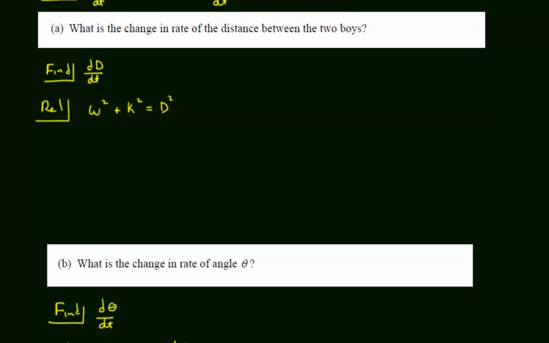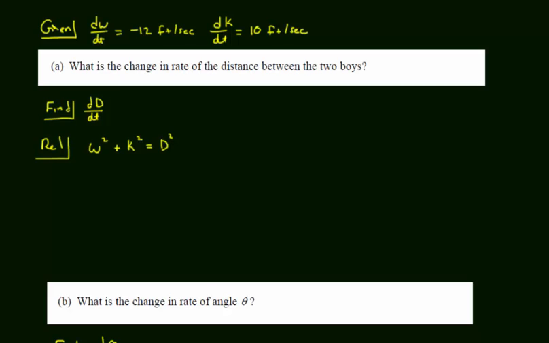Okay, so let's do the solution to A. Let me scroll up a little bit more so I can see my given information. So I have my relationship, and I'm going to do the derivative with time. So we have 2w dw/dt plus 2k dk/dt equals 2d dd/dt. Now it's okay that I had three variables here because I have two given information.